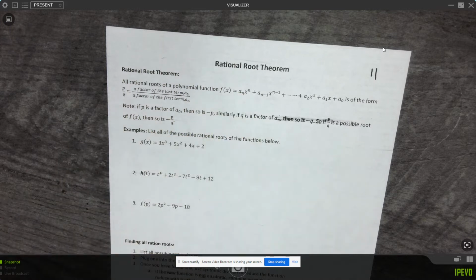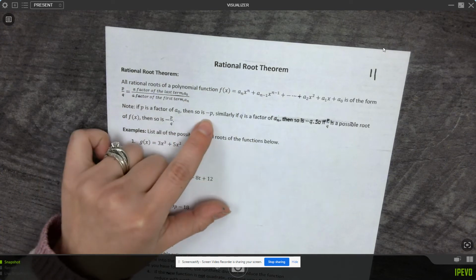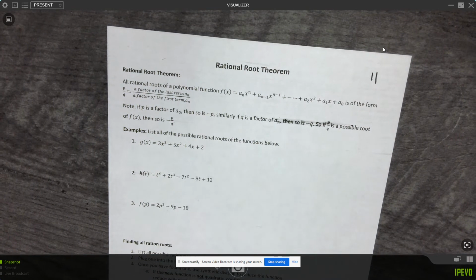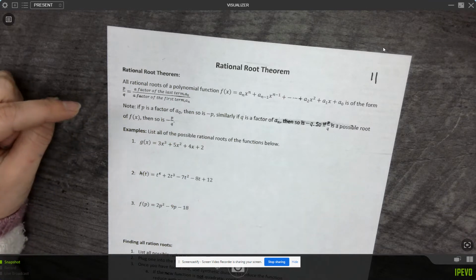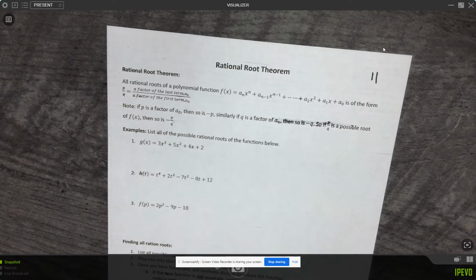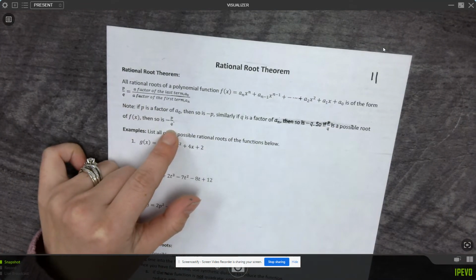Note, if p is a factor of this term, then negative p is also a factor. Like if you think of the number 4, 2 is a factor of 4. 4 divided by 2 is 2. Negative 2 is also a factor of 4 because 4 divided by negative 2 is negative 2. So when we get to these practice problems, you don't have to divide by all the positives and all the negatives. You just divide by all the positives, and remember that there are two answers, the positive and the negative of that number. Similar with q. If p divided by q is a possible root, then negative p divided by q is also a root.